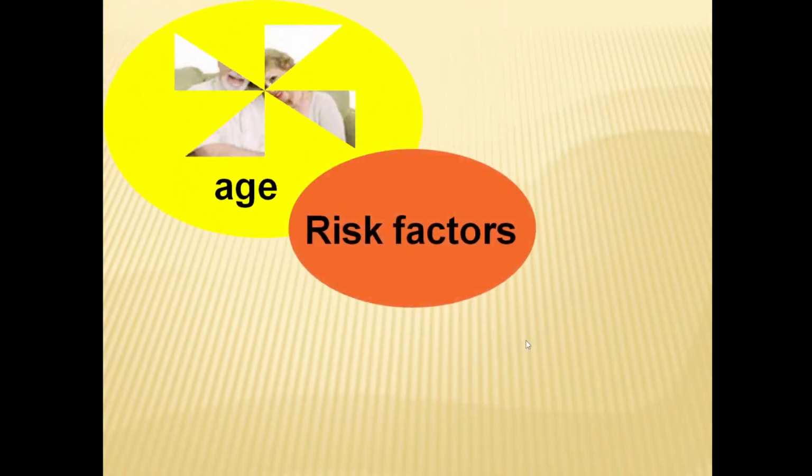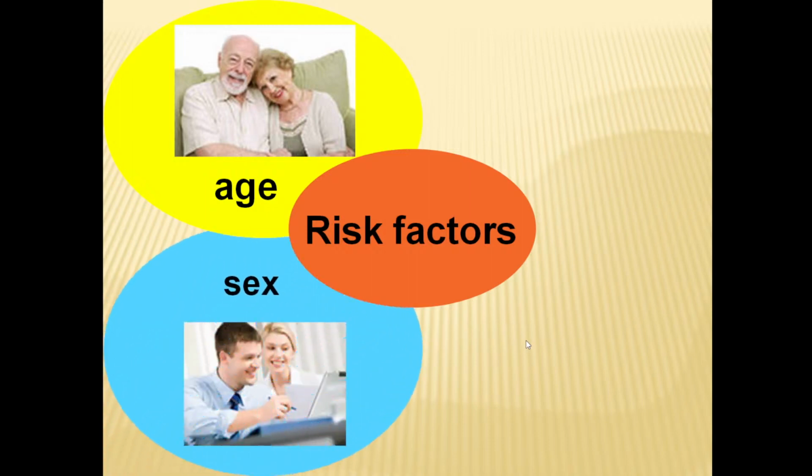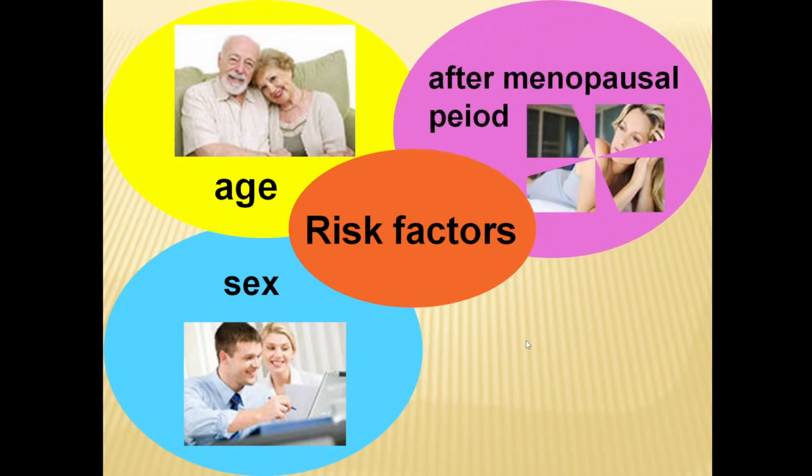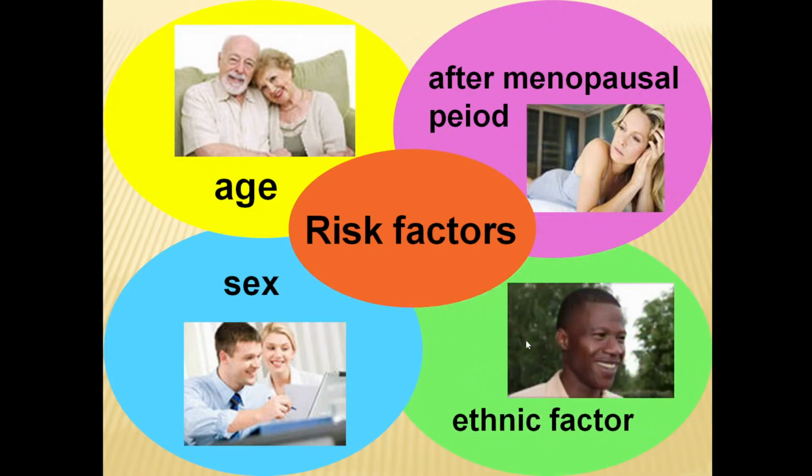Risk factors, no? First of all, age: more elderly patients are more predisposed to high blood pressure. Men are predisposed to high blood pressure earlier than women, but at some age period, the risk becomes the same, because women are more predisposed to blood pressure problems after the menopausal period, when the activity of estrogen progressively decreases. And ethnic factors: people with dark skin are predisposed to high blood pressure earlier.